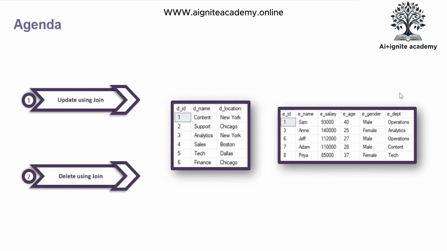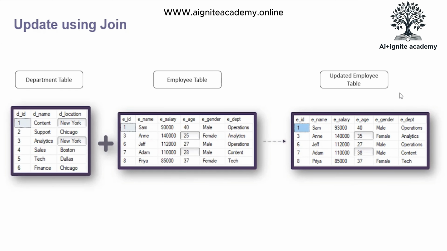In this session, we will learn how to update and delete records in another table using the join condition on two tables. So let's understand how we can use update with join. Here we have two tables, the department table and the employee table. Now I want to update the age value in the employee table wherever the department location is New York.